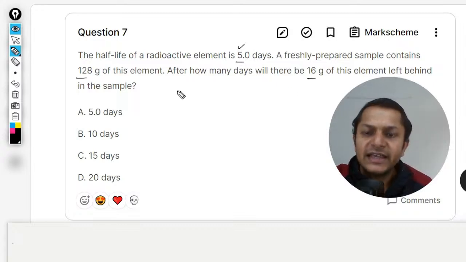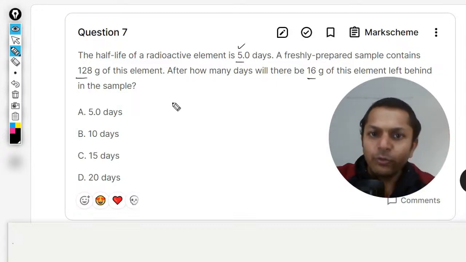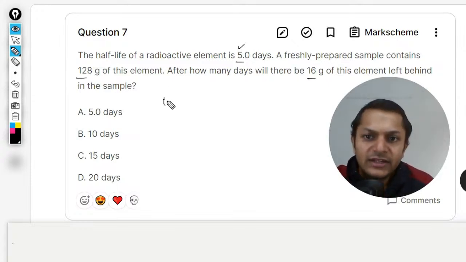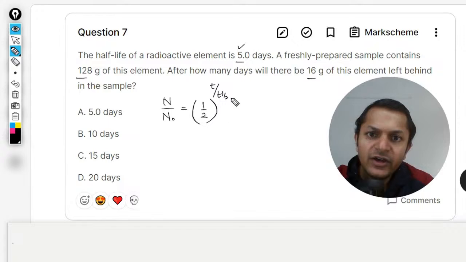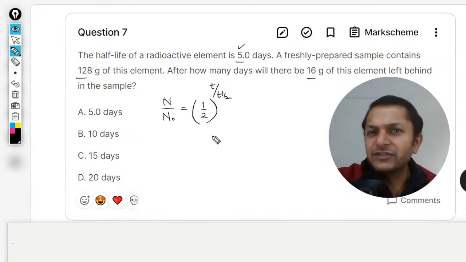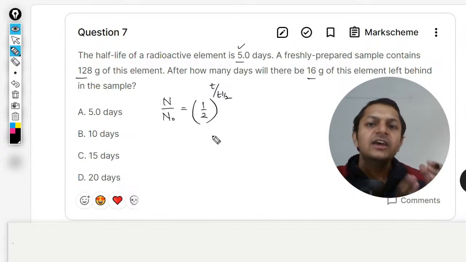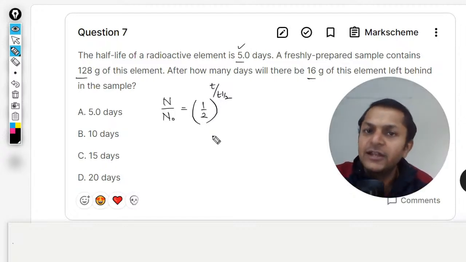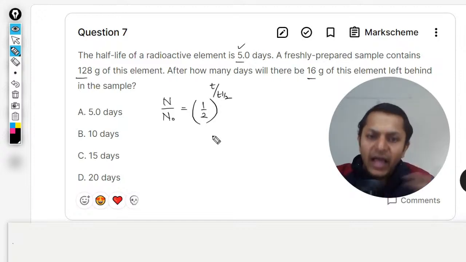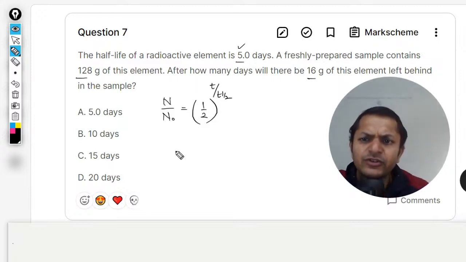But there is a simple formula also to be used in such cases. It is given by N divided by N naught is equal to half raised to the power number of half-lives, so it is t divided by t half. This kind of expression makes it really very easy to solve. Otherwise, you can definitely keep on multiplying half until you get 16 and count the number of halves that you are multiplying. Actually the same thing, but we prefer using this.